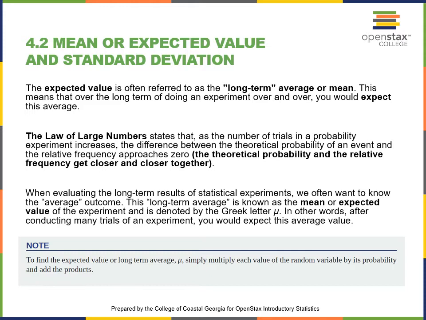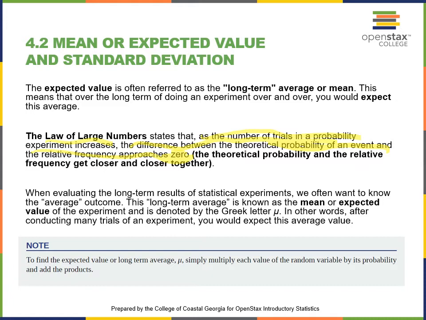We could use the law of large numbers to do this, and that would really help us in calculating the expected value. But we could do it a little bit quicker. So first off, the law of large numbers. The law of large numbers says that as the number of trials in a probability experiment increases, the difference between the theoretical probability of an event and the relative frequency should approach 0. What that means is that your actual probability and your frequency probability will become one and the same.